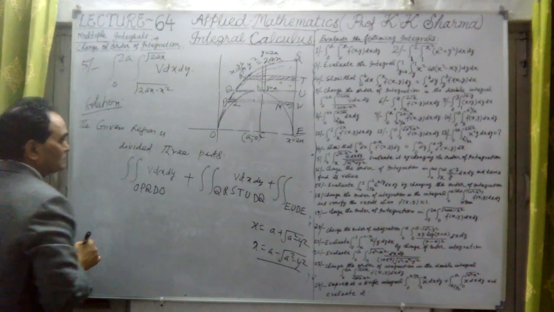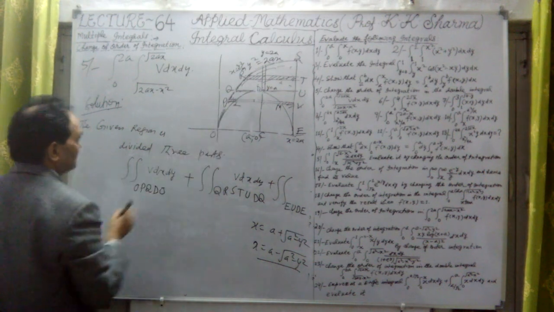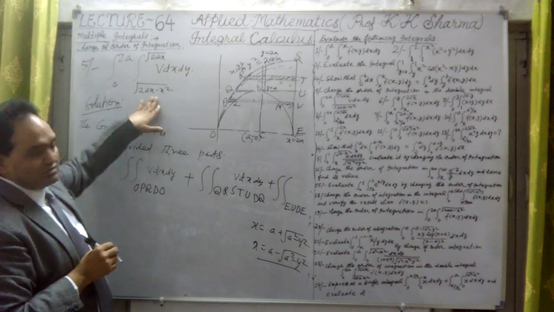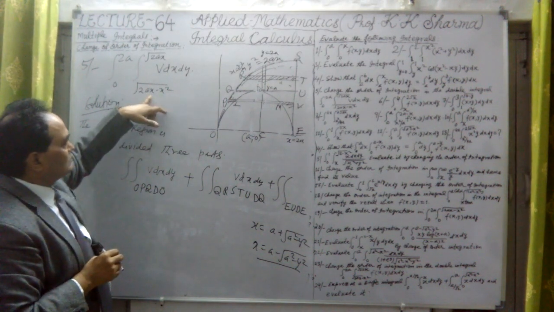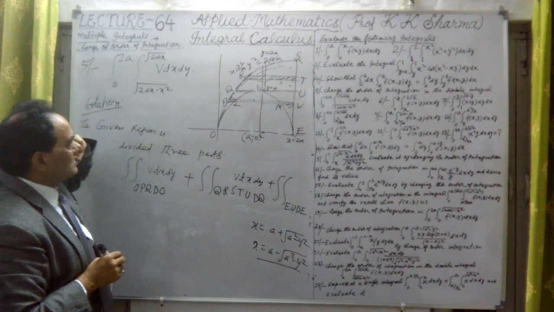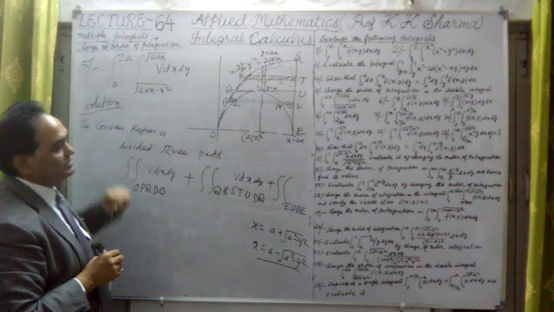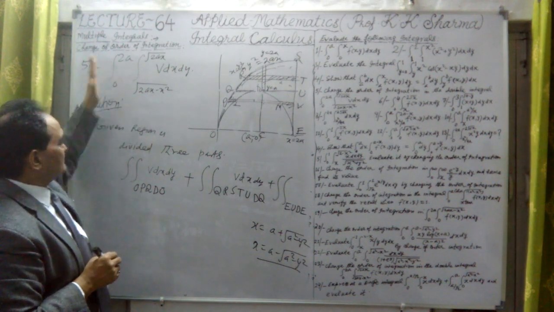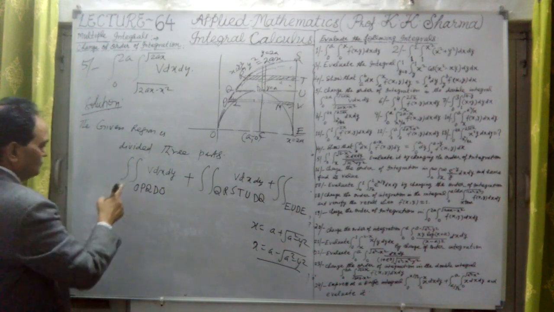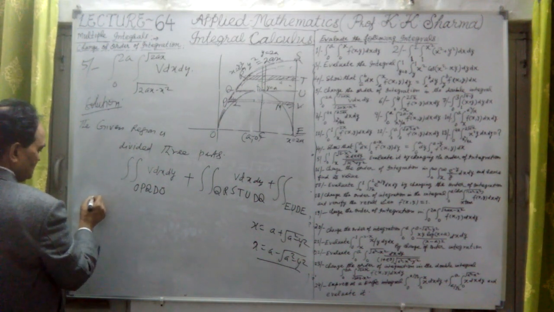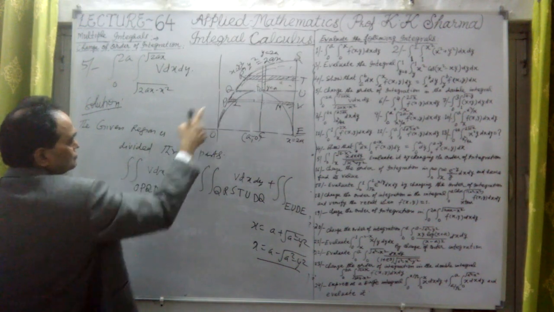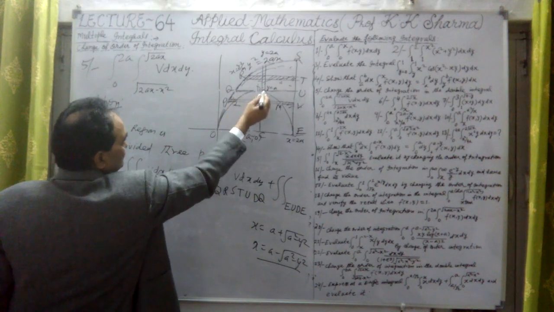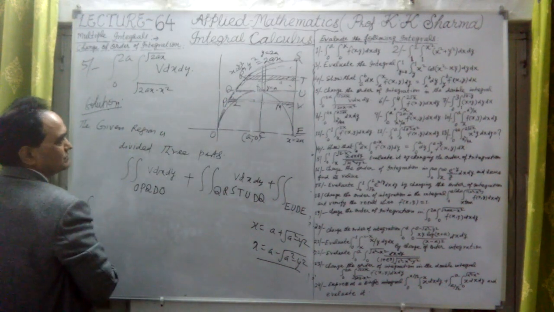Now let me write here. So for this region, first we have to find the y limits. But first we have to find the y limits, then the x limits, because we have changed the order of integration. This is the x limit, this is the y limit. So first, the y limits: this is 0 to a. Here y equal to 0, and at this point, y equal to a. This is the upper limit, y equal to a.